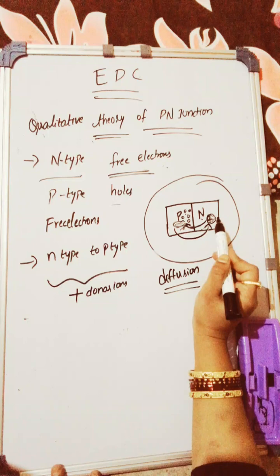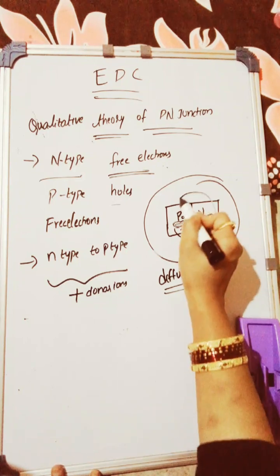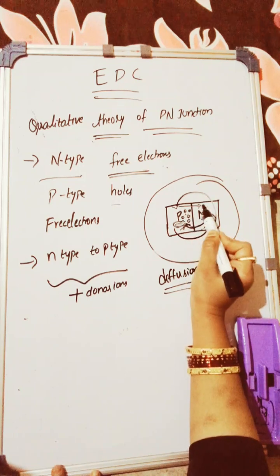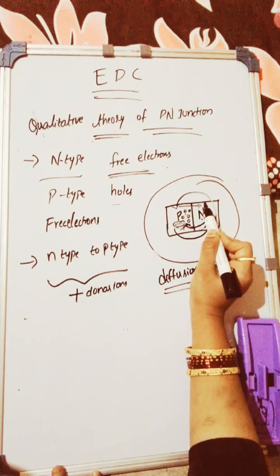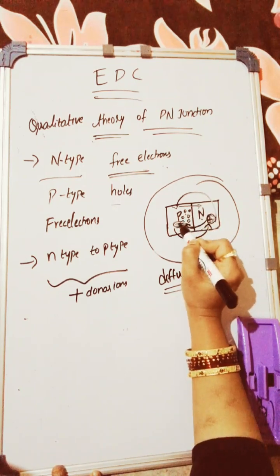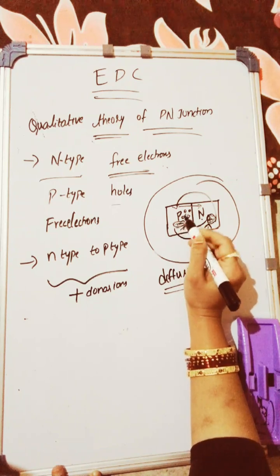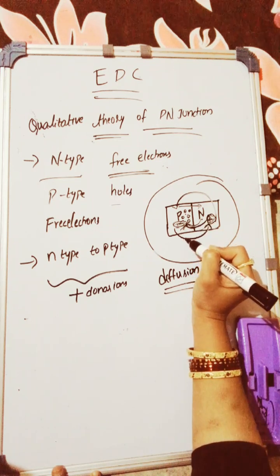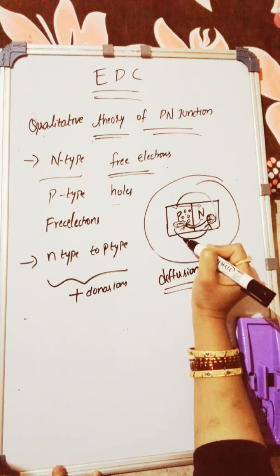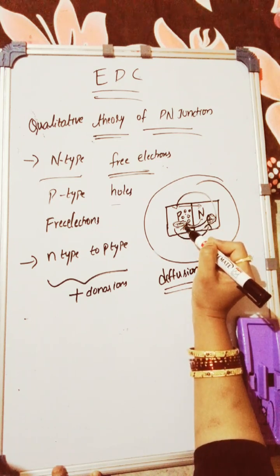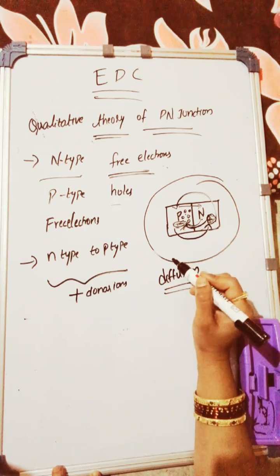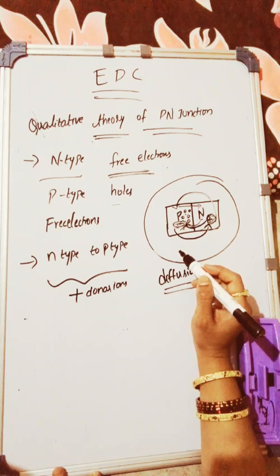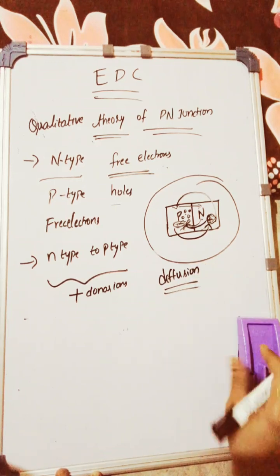This positive charge on the n side repels the holes from the p side from crossing the junction. Similarly, the negative charge at the p side repels free electrons from moving towards the n side. This barrier is set up against further movement of charge carriers. This is called potential barrier or barrier potential.